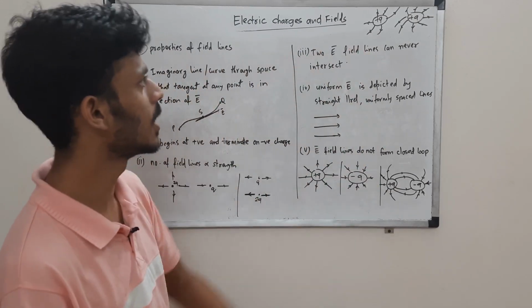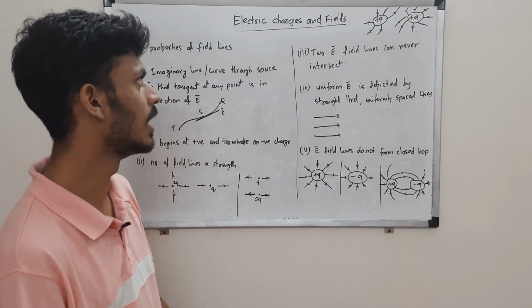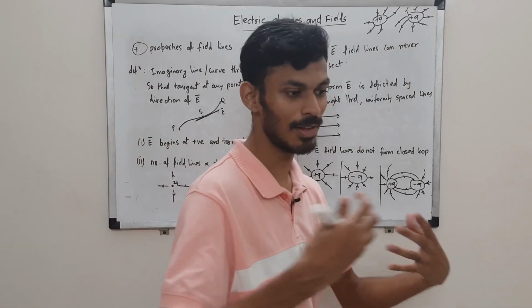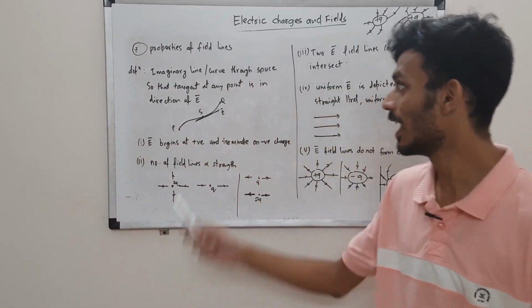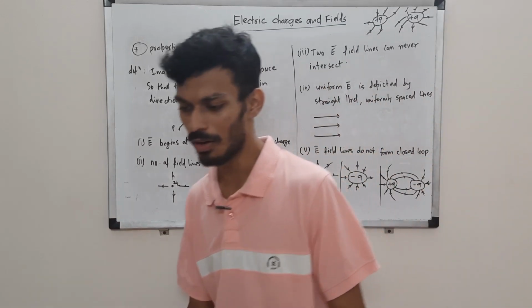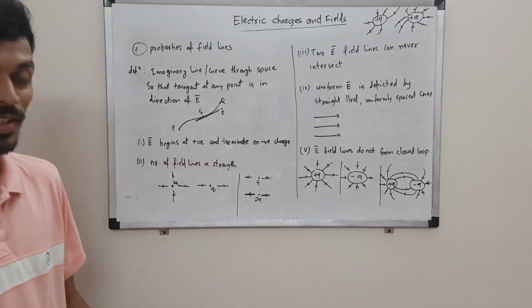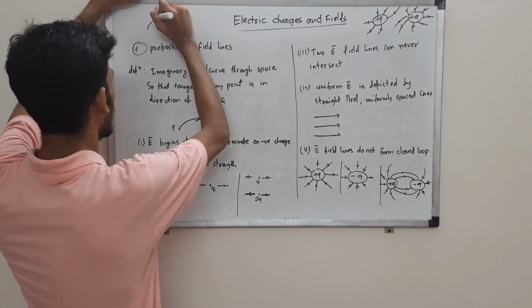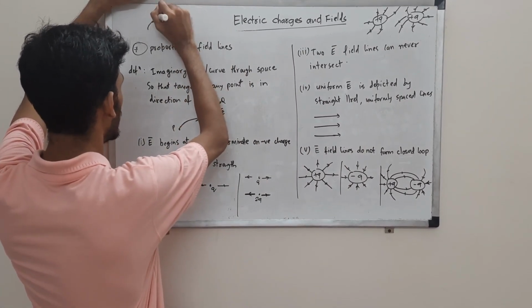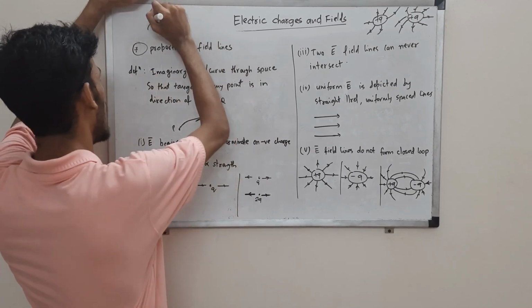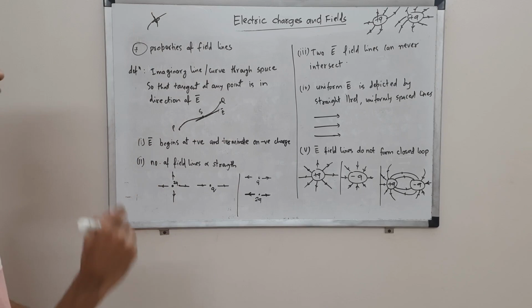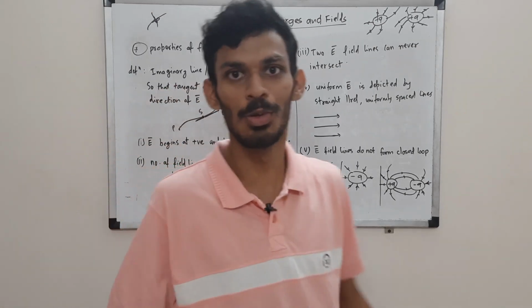So now let's come to this. Here we have: two field lines can never intersect each other. Can you tell me why? Because there will be ambiguity in direction, right? Field lines tell you about the direction of the electric field. So if you have two field lines crossing each other, then the tangent to this field line will say it's along this direction, and the tangent to the other will say it's along that direction. Electric field at a point will be in two different directions.